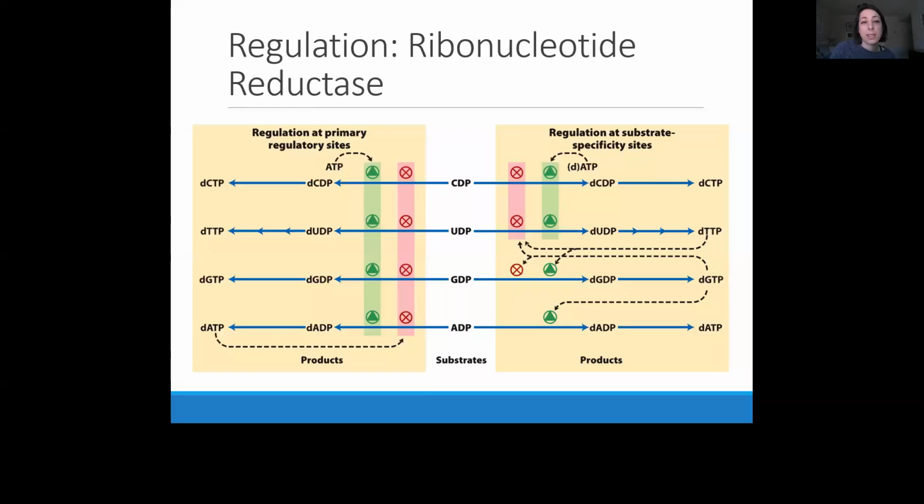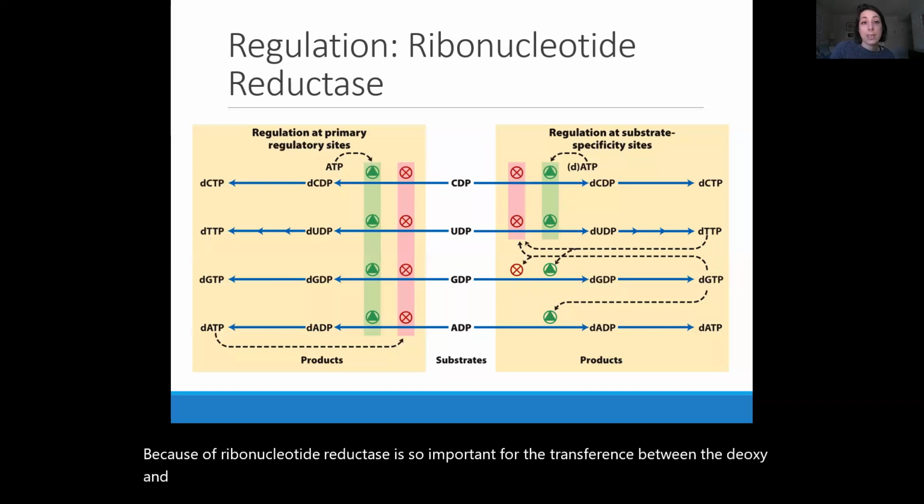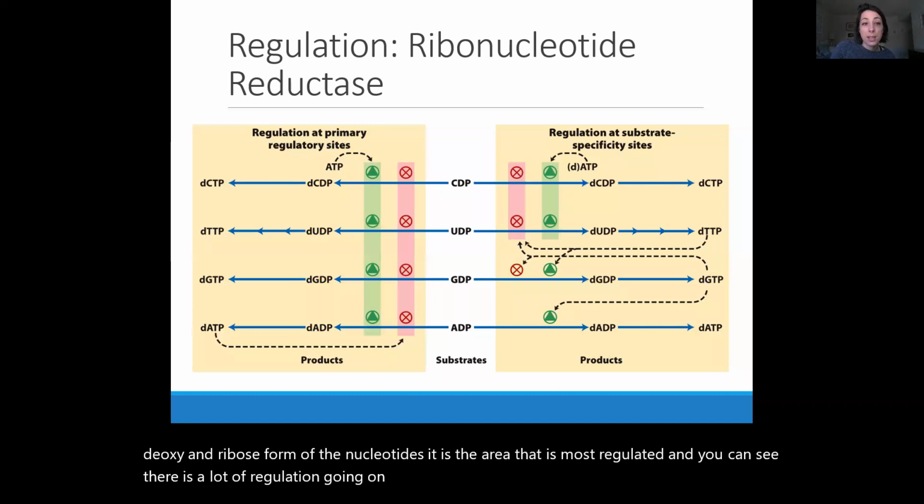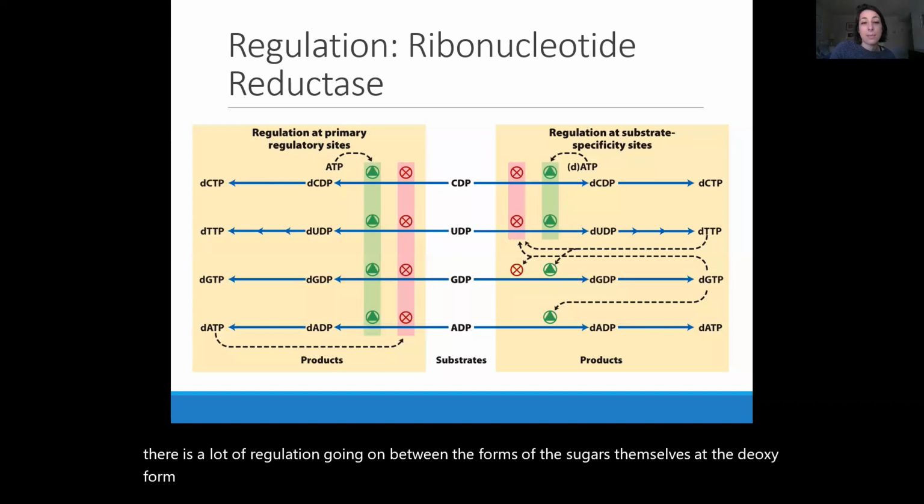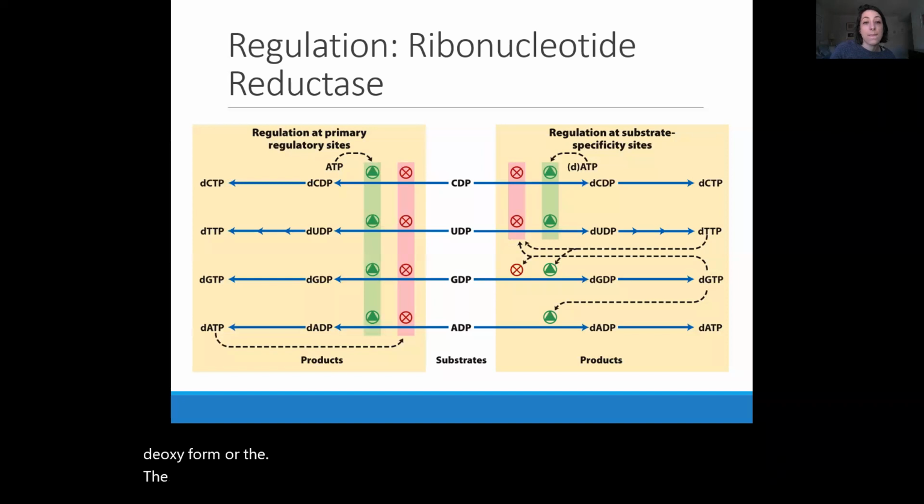Now, because ribonucleotide reductase is so important for the transference between the deoxy and ribose form of the nucleotides, it is the area that is most regulated. And you can see there's a lot of regulation going on between the forms of the sugars themselves, the deoxy form or the normal form, that can then lead to regulatory, either turning on or off of the enzyme to transfer between the two.